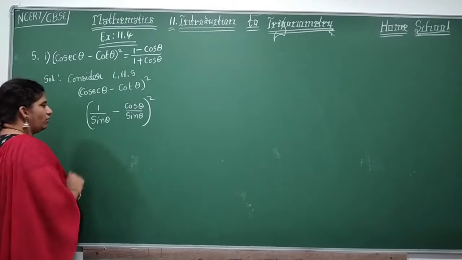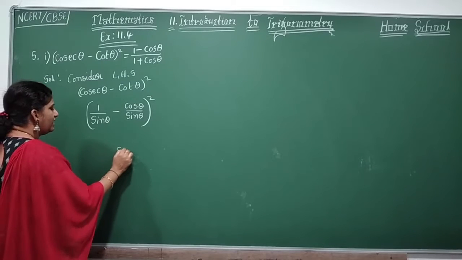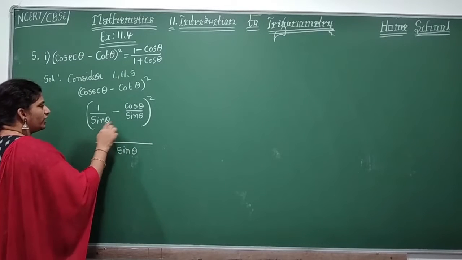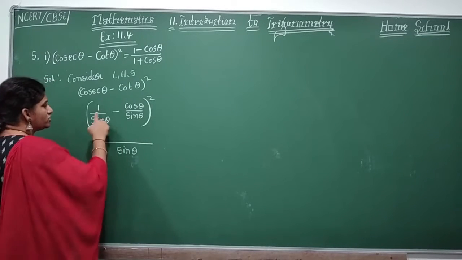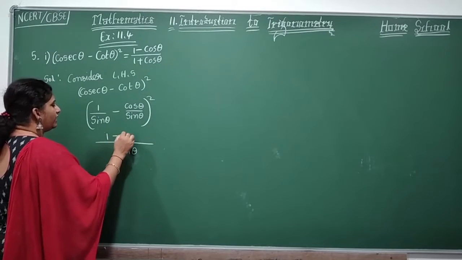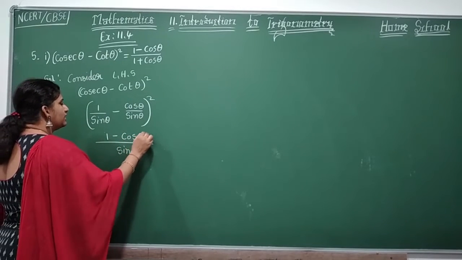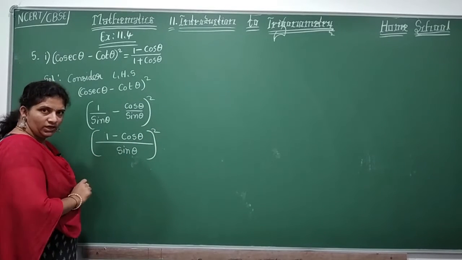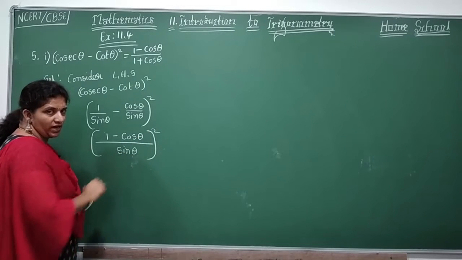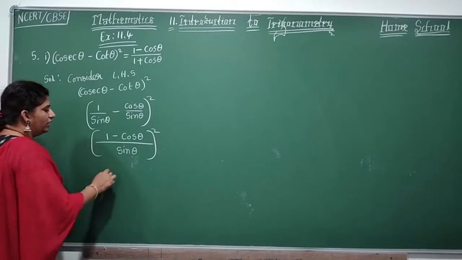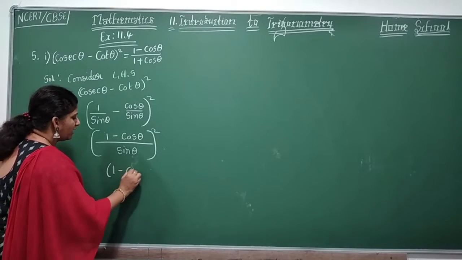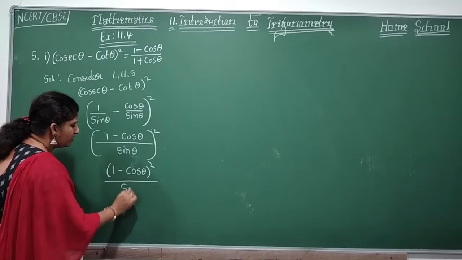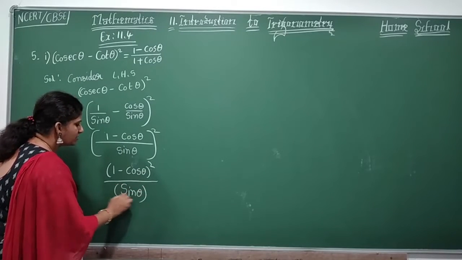Now do the LCM here, sin theta in the denominator. Both have the same denominator, so directly write the numerator with the sign: 1 minus cos theta whole square. Now what do we need to do here, children? Split the whole square for the numerator and denominator. How are we going to split? 1 minus cos theta whole square by sin theta whole square.